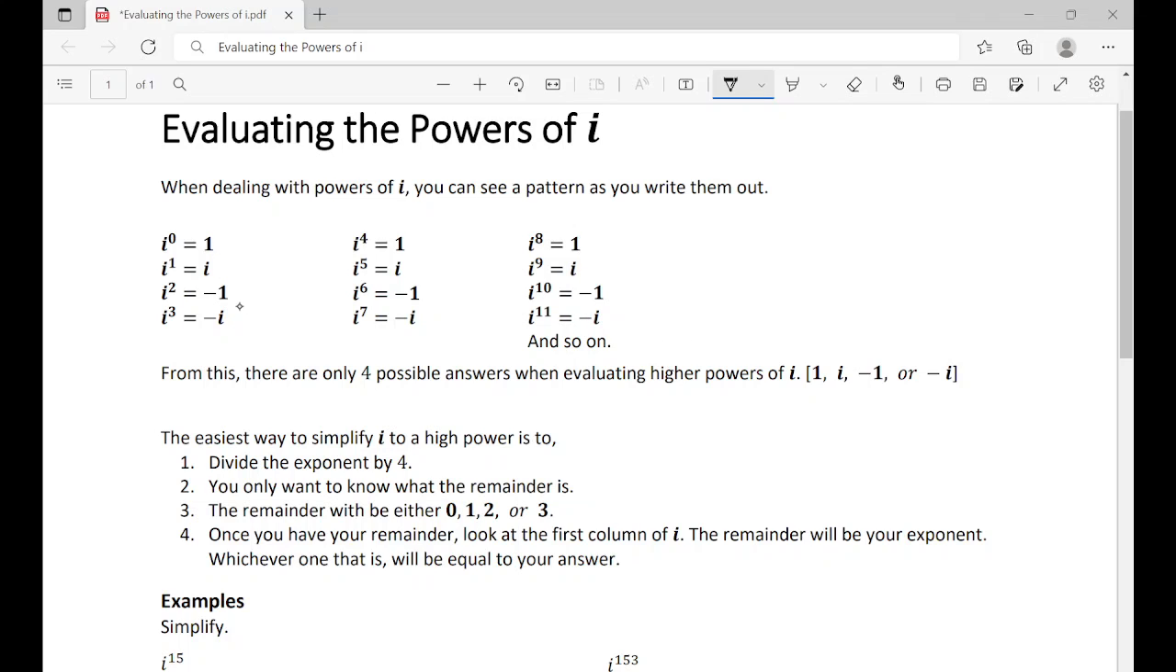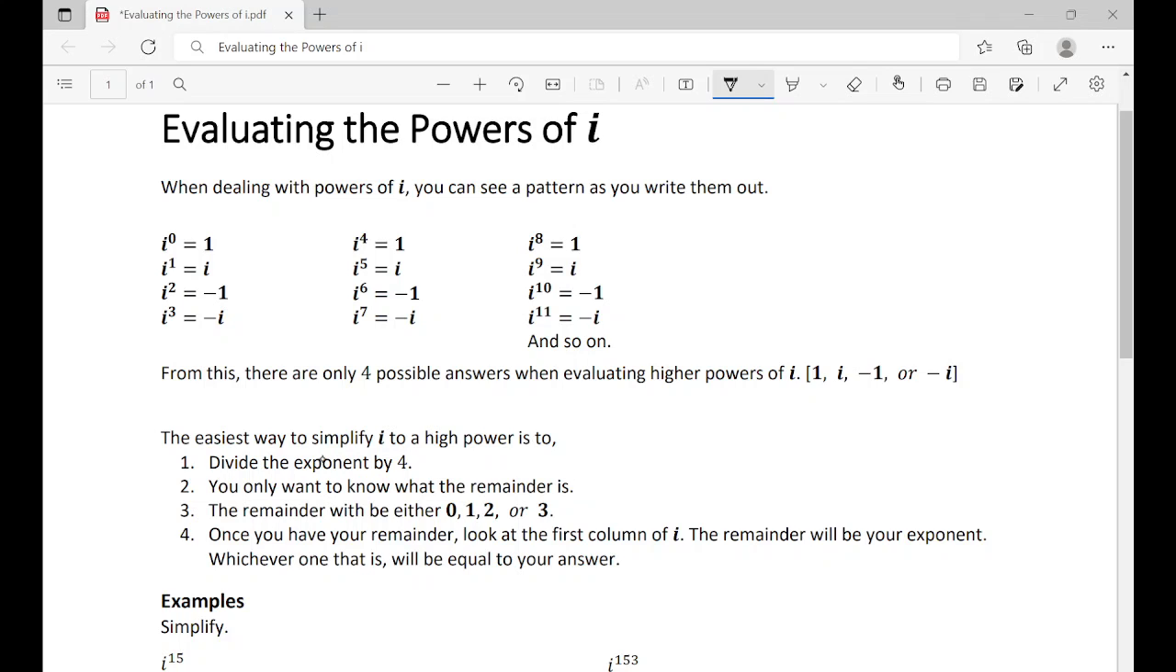We can see that it's just the same 4 answers repeating over and over again. So we know from this that there are only 4 possible answers when evaluating higher powers of i. It's either going to be 1, i, -1, or -i as your answer. So how do we figure out what the answer is? What's the easiest way to do it?